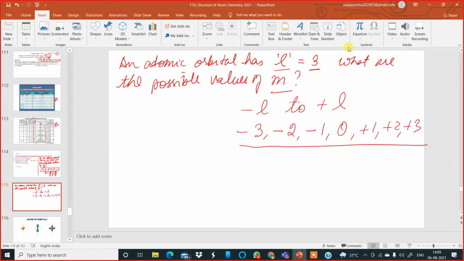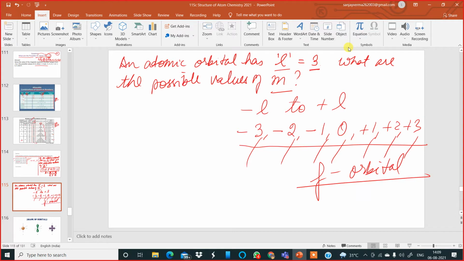Did you get this? 1, 2, 3, 4, 5, 6, 7. I'm talking about the f orbital electrons, because there are 7 of them. Are you getting it? But if the value of l is equal to, say, 2, then what are the possible values of m? If the value of l is 2, what are the possible values of m?